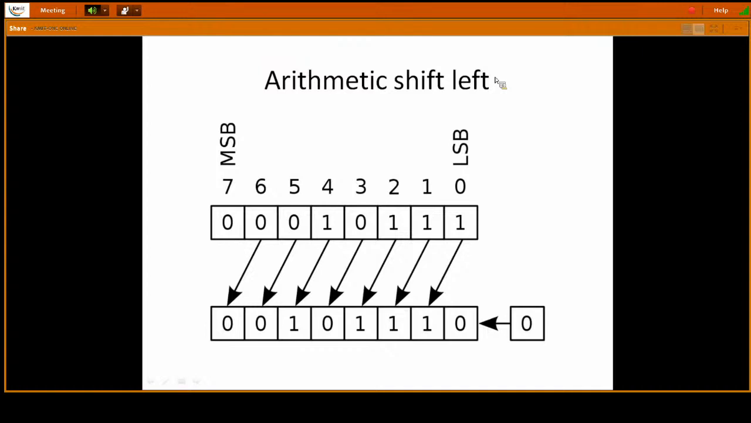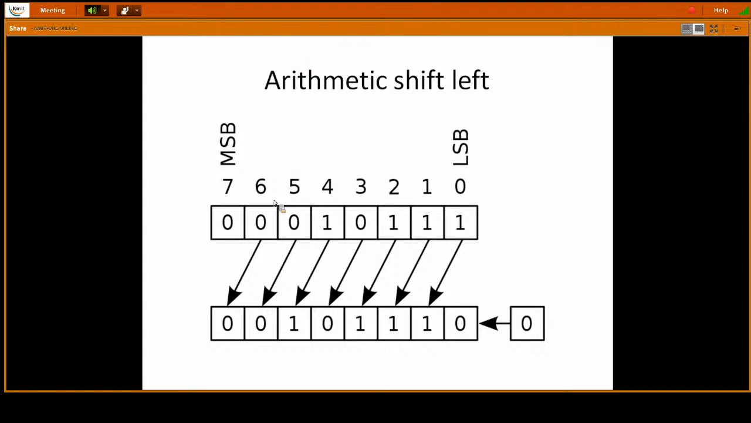Arithmetic shift left is simply equivalent to your logical shift left. You know how to perform a logical shift. The bits of the register are transferred to the left side one by one, and you will discard this position. A serial input of 0 is transferred at the LSB position. Right? This is your logical shift. Arithmetic shift left is also equivalent to logical shift left.